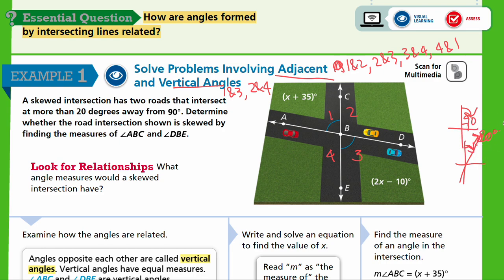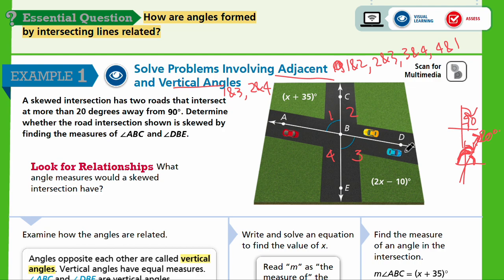So 90 minus 20 would be 70, right? So this angle must be smaller than 70, or equal to... it cannot be equal to because it's more than. And then this angle must be bigger than 90 plus 20, which is 110.